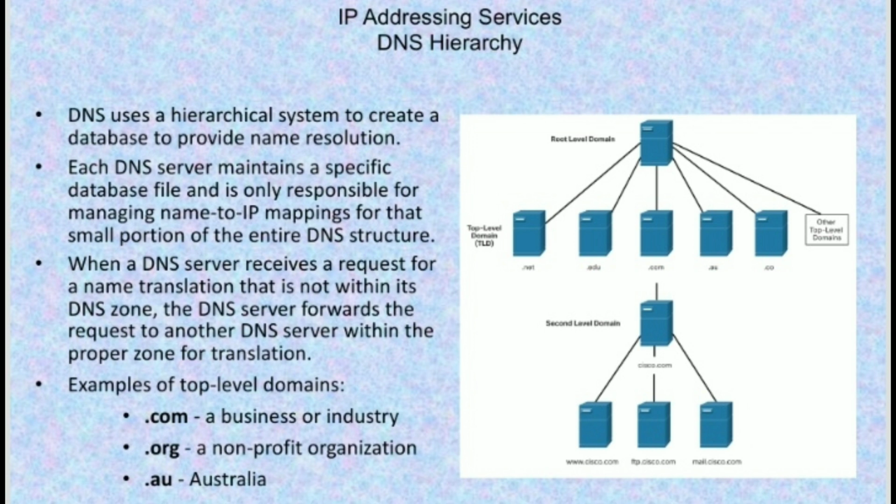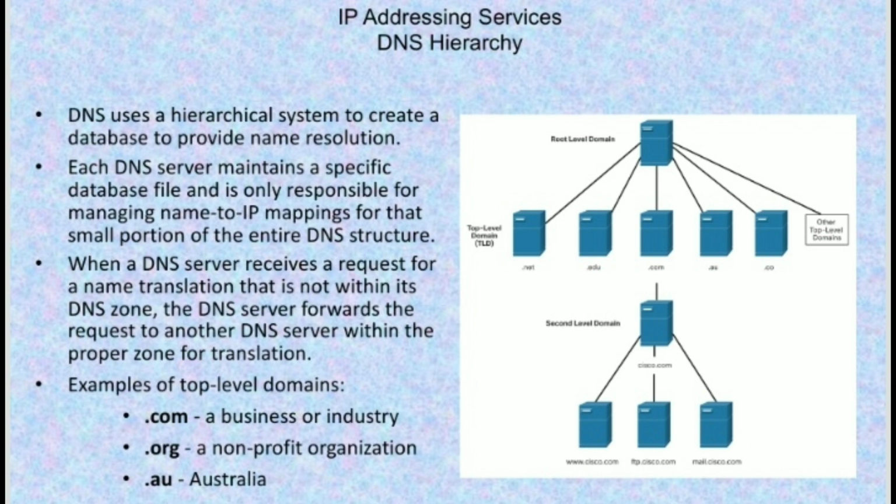Second, each DNS server maintains a specific database file and is only responsible for managing name to IP mapping for that small portion of the entire DNS structure. Third, when a DNS server receives a request for a name translation that is not within its DNS zone, the DNS server forwards the request to another DNS server within the proper zone for translation.